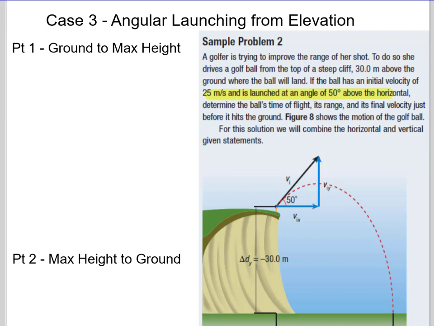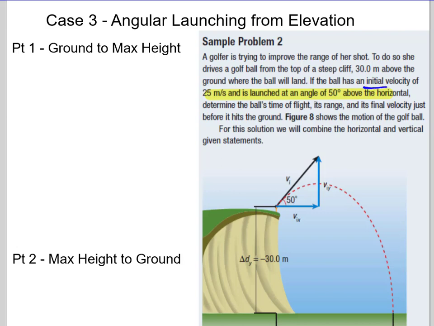And again, we're going to break this into a vertical, and we're going to bring it into a horizontal, and then we're even going to break the problem within the vertical from ground to max height and max height to ground. Now there is no symmetry in this question, so we can't do any shortcuts, so we're going to have to do this with a little bit more writing. So let's start with finding our components. That would be the first piece.